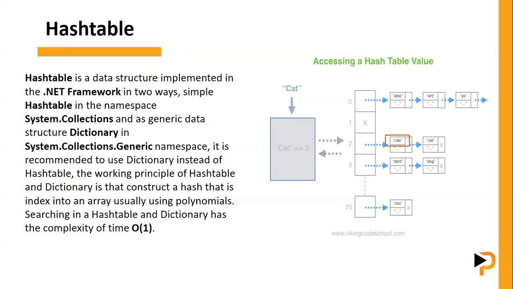It searches very fast. If you observe, this is the best case scenario, if you are aware of the complexity from the first video. So obviously it has very good searching capability. Accessing a hash table value, if you can see here, cat is located at index 2. It goes to that location and then fetches the actual data. So searching will be really fast.